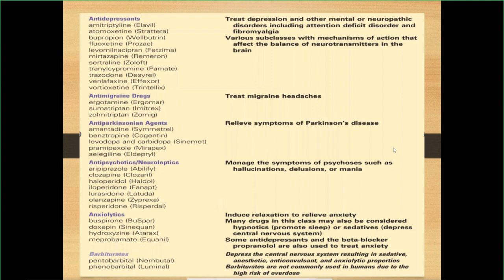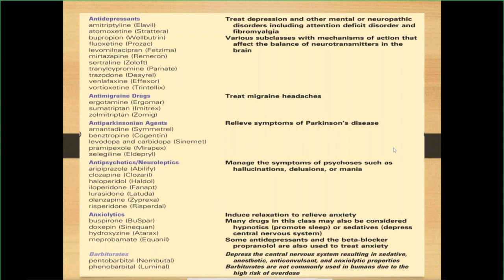Anxiolytics induce relaxation to relieve anxiety. Many drugs in this class may also be considered hypnotics, which promote sleep, or sedatives, which depress the central nervous system. Some antidepressants and the beta blocker propranolol are also used to treat anxiety. Examples: buspirone, Buspar; doxepin, Sinequan; hydroxyzine, Atarax; meprobamate, Equanil.